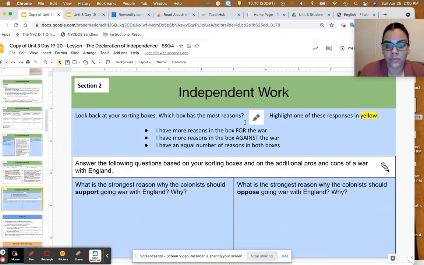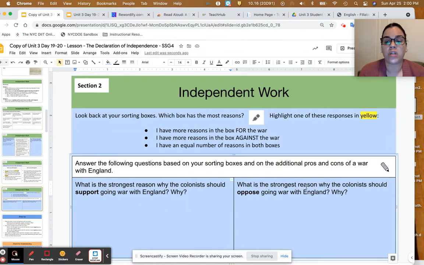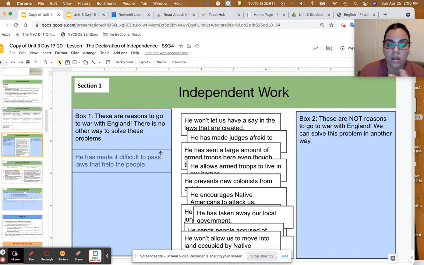Okay, and here, students will be highlighting their best reason, right? What is the strongest reason why the colonists should support going to war with England and why? And what is the strongest reason why the colonists should oppose going to war with England and why? So again, within their groups, once they have categorized all of the reasons, they should have a debate on which one they think is the strongest reason to go to war and which one is the strongest for not going to war.